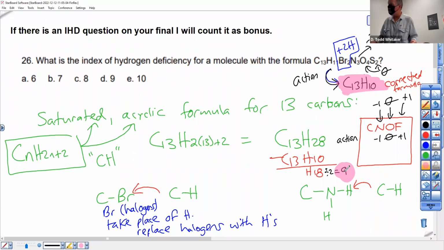This molecule potentially has 9 pi bonds, or 8 pi bonds in one ring, or 7 pi bonds in 2 rings. Do you see where I'm going? Do we have to go through the whole list? 6 pi bonds in 3 rings, 5 pi bonds in 4 rings, 4 pi bonds in 5 rings, 3 pi bonds in 6 rings, 2 pi, can I stop yet? No, 2 pi bonds in 7 rings, 1 pi bond in 8 rings, or 9 rings. That's a list of all possibilities for the structure of this formula based only on index of hydrogen deficiency.